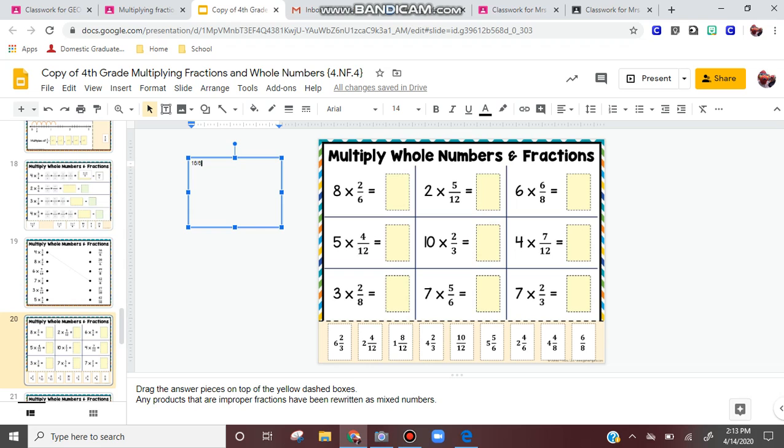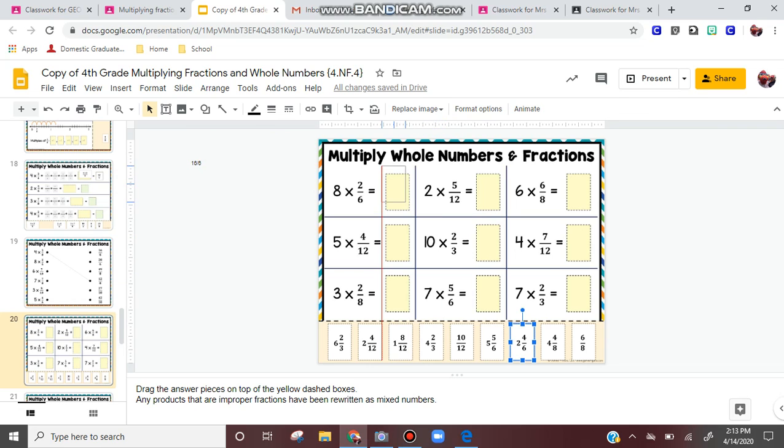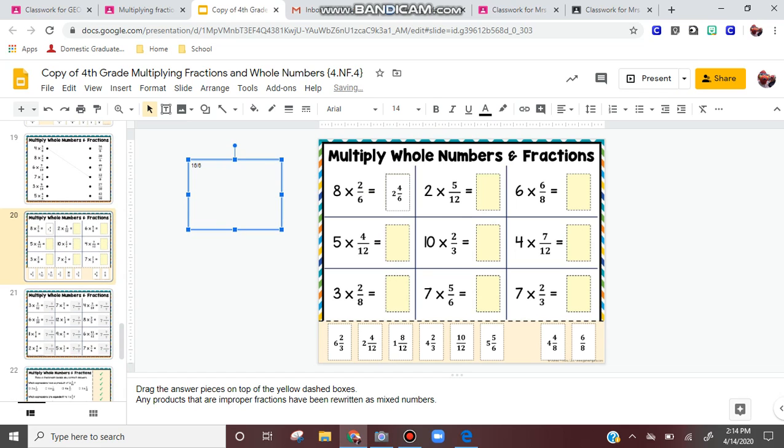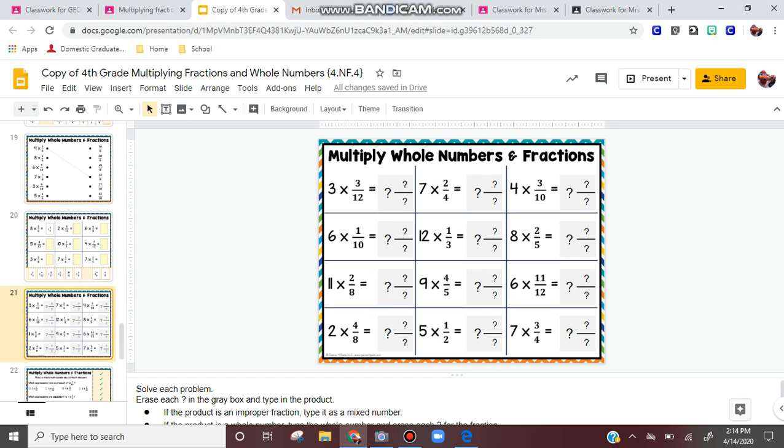But it might be reduced. Nope. All right, and so you move it and you drag it over. So those you have to do a little bit of some division here, because that would be improper. So you have to find your mixed number. A little extra work you have to do there. Number 21, so you're finding the answer, but again, you're going to have to do some division, because 3 times 3 is 9, so 9 over 12.